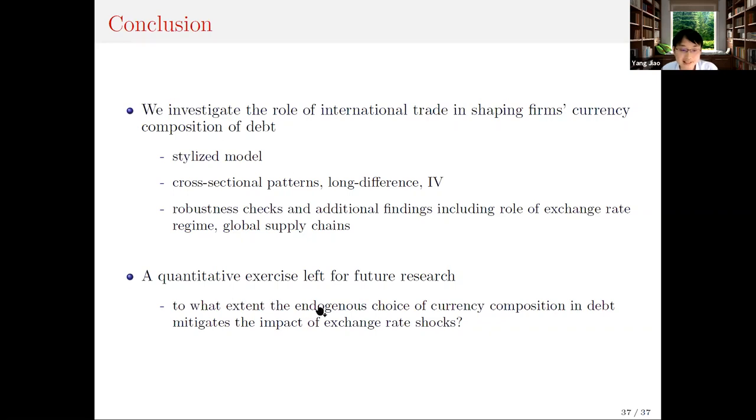But to what extent this endogenous hedging will alter the impact of exchange rate shocks through the balance sheet effect is going to be left for future research. Thank you very much.